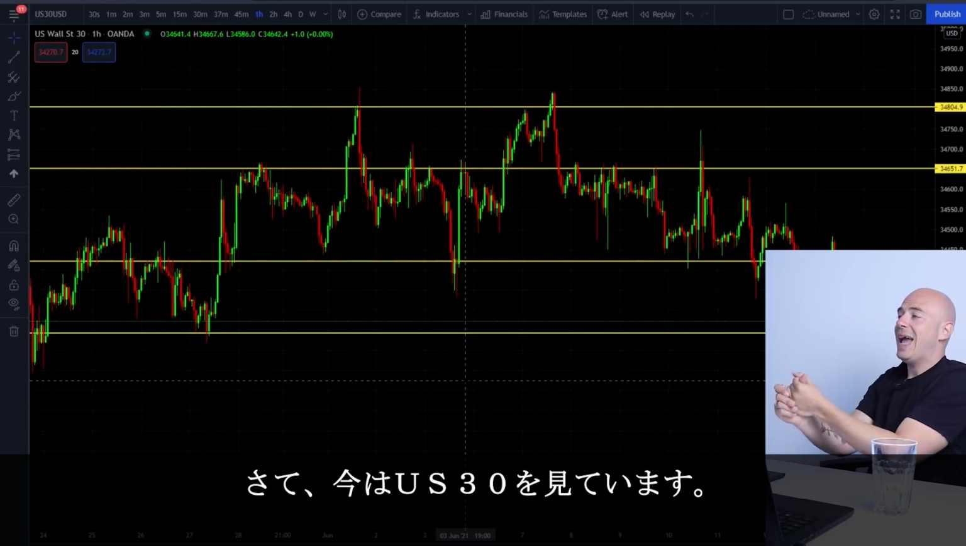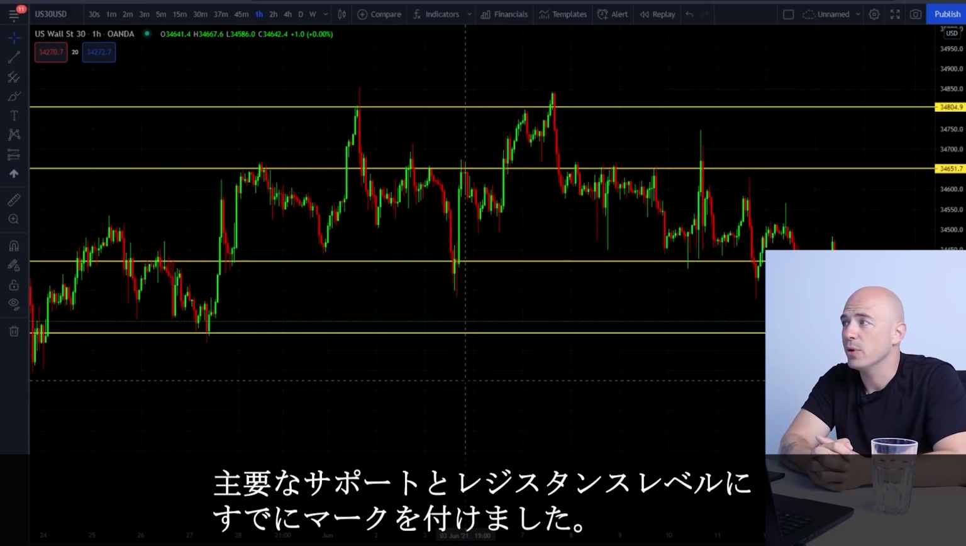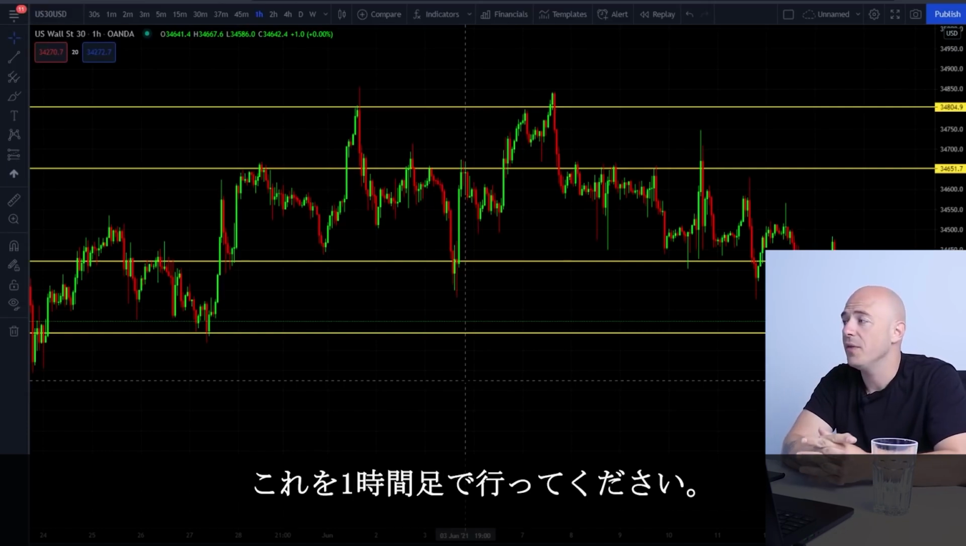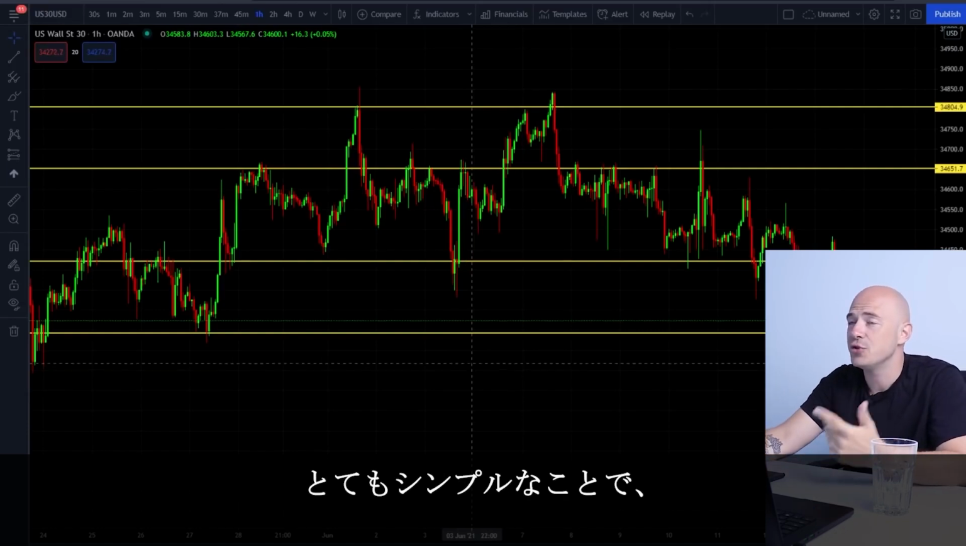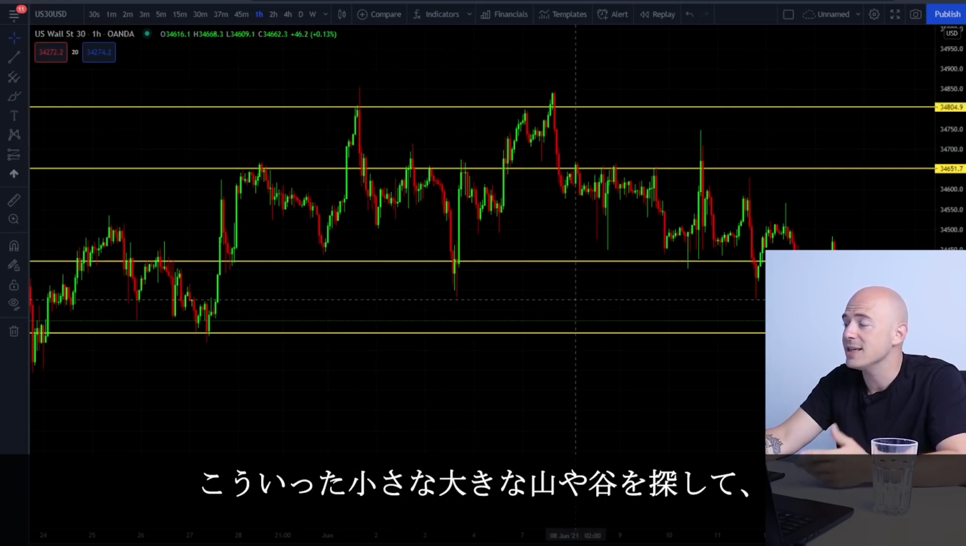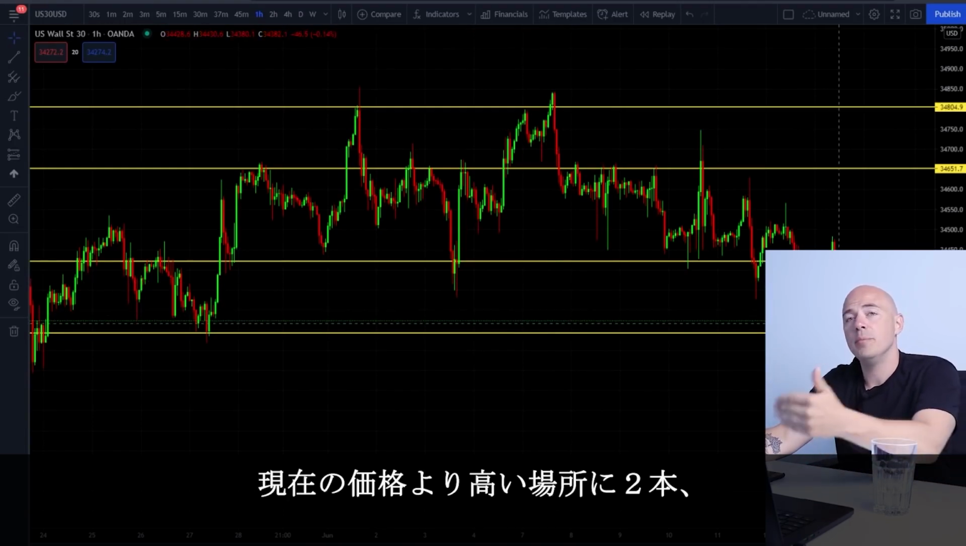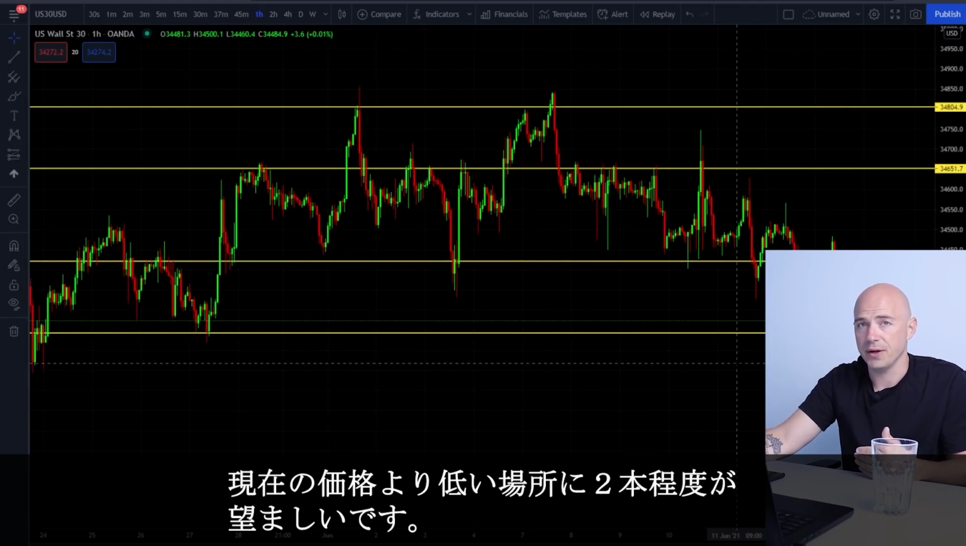So now we are looking at US 30. I've already marked this up with the key support and resistance levels. You want to do this on the 1 hour time frame. It's extremely simple. Just look for these big peaks and valleys and draw lines across them. You don't want too many. You want like 2 above the current price and 2 below the current price.